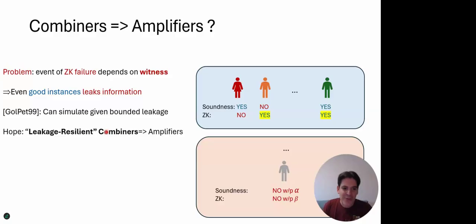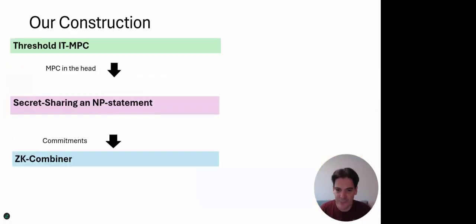So this suggests the following natural strategy. Let's try to build leakage resilient combiners and then use them as amplifiers. So that's exactly what we do. This is a slide from the previous talk. Remember, in the previous talk we constructed the zero knowledge combiners based on secret sharing for NP statement, and this creature was constructed based on this funny threshold type of MPC protocols.